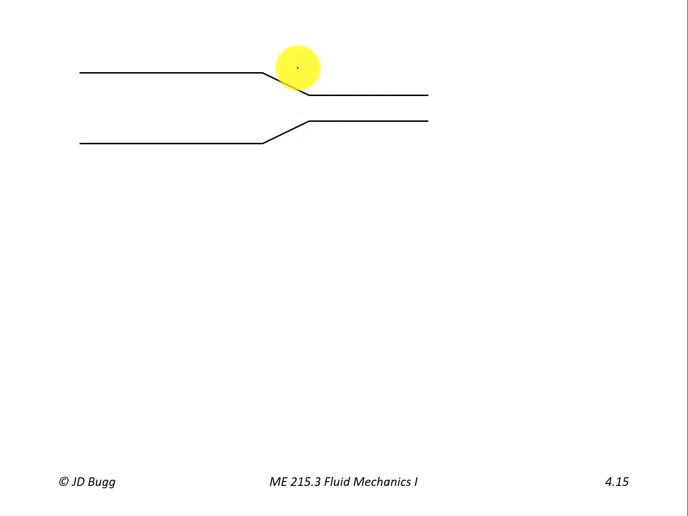Now we need to recall what Bernoulli's equation looks like. Bernoulli's equation tells us that P over rho g plus V squared over 2g plus Z is a constant. Now you remember in the last lecture we were writing Bernoulli's equation between two points, point 1 and point 2, and you don't see those subscripts on the properties in this equation.